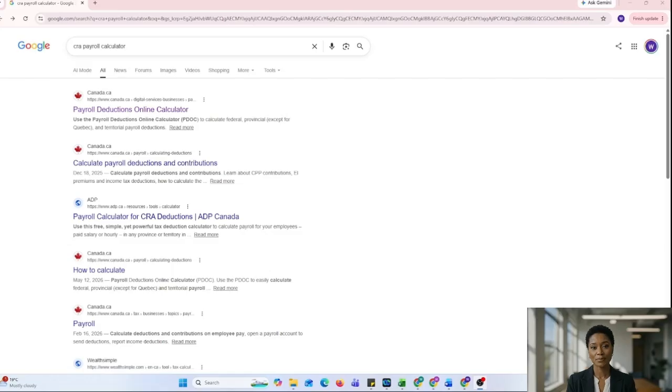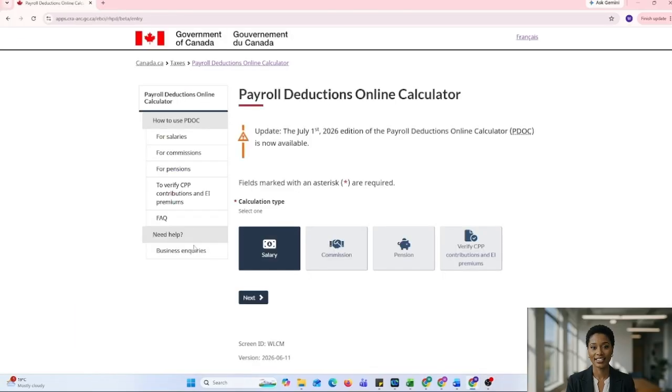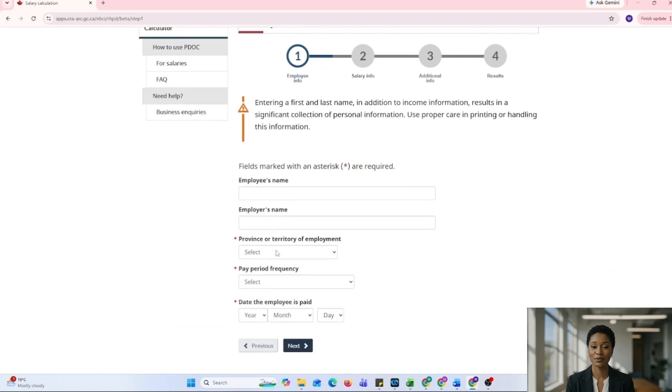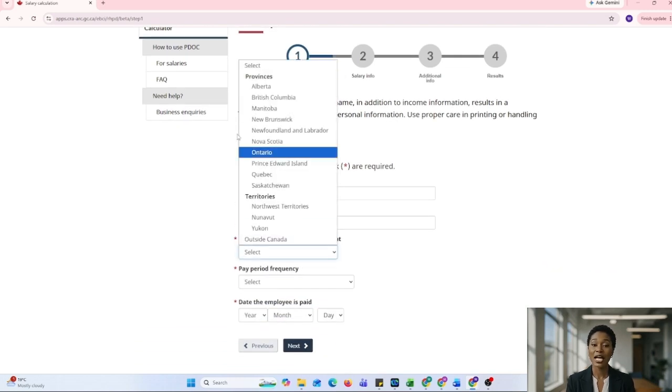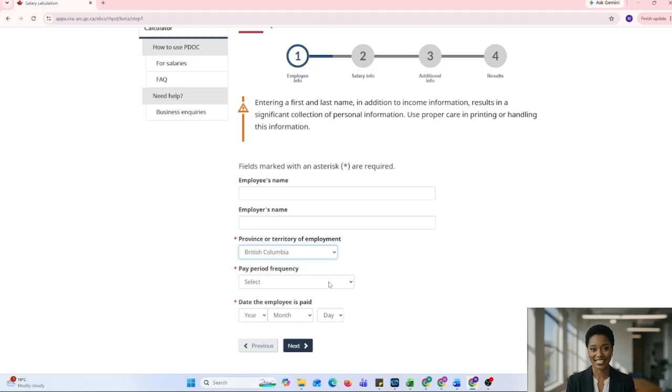To calculate James's payroll, Alex goes to the CRA Payroll Deductions online calculator. On the first screen, salary is highlighted, and Alex clicks Next. Entering the employee and employer names is optional, so Alex skips that step. Province, British Columbia. Pay period, bi-weekly. Number of pay periods per year, 26.